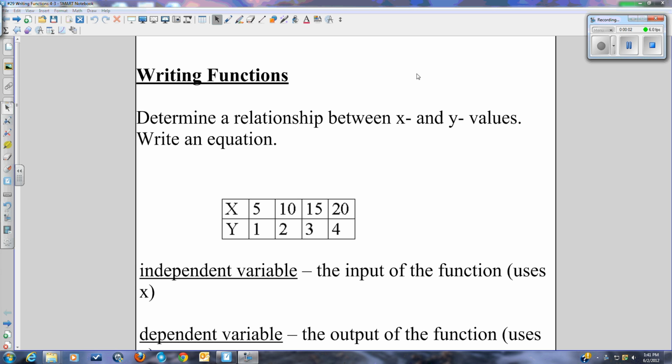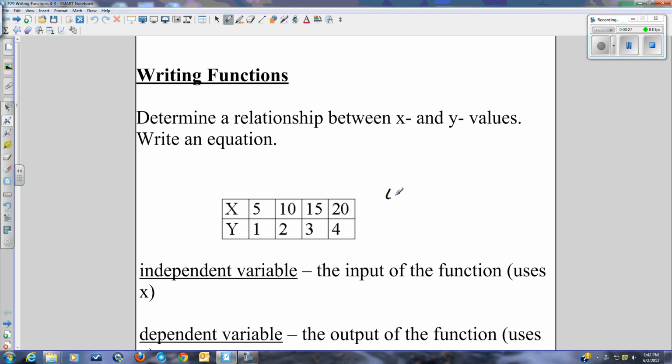Today we're going to be talking about writing functions, and we want to start with this table. It says determine a relationship between x and y values. Write an equation. Well, when x is 5, y is 1. When x is 10, y is 2. When x is 15, y is 3. When x is 20, y is 4.